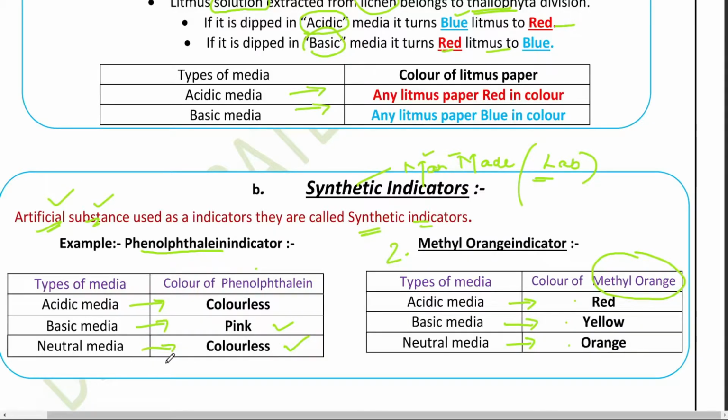So, how you can remember the behavior of the phenolphthalein indicator is CPC. Okay, so it means in acidic it becomes colorless, in basic it becomes pink, and in neutral media it becomes colorless. Whereas for the methyl orange indicator, you can remember RYO. Whenever it comes in contact with acid, it becomes red. Whenever it comes in contact with base, it becomes yellow. And whenever it comes in contact with neutral media, it becomes orange. Okay, so very simple. CPC and RYO.